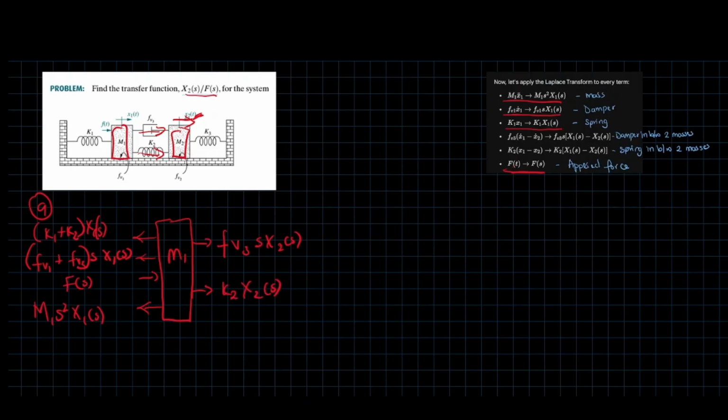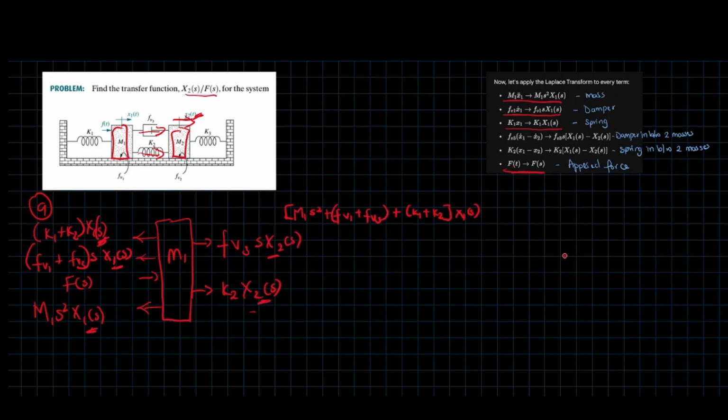So now this is the total force acting on this mass. I will just write it out here. It will be M1 s squared plus Fv1 plus Fv3 s plus K1 plus K2. I'm factorizing everything that has the same x1(s). You understand what I'm factorizing? Times x1(s). The other one has a common factor of x2(s).